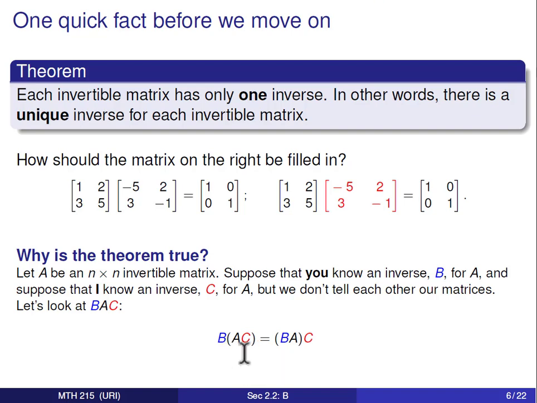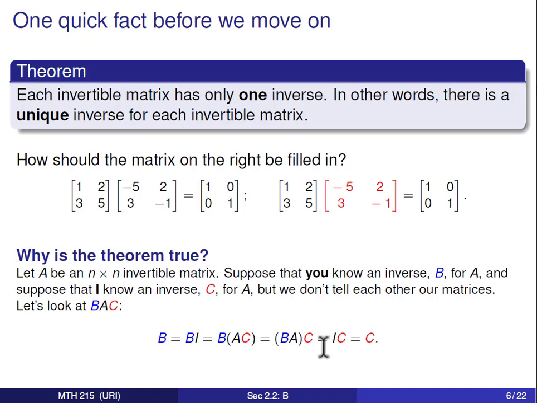So let's start on the left-hand side. Remember that A and C are inverses. C is the inverse that I know for A. So when I multiply those together, A times C becomes the identity, and then multiplying B on afterwards on the left gives us the matrix B. So BAC just simplifies to the matrix B. On the other hand, B was the matrix that you knew to be an inverse for A. So B times A is the identity, and the identity times C is just C. And so this quantity BAC simplifies to just C.